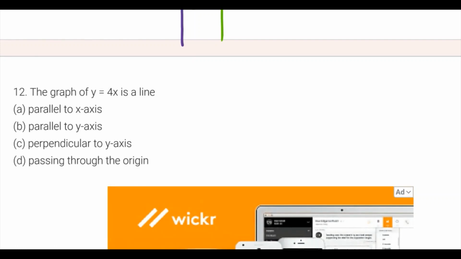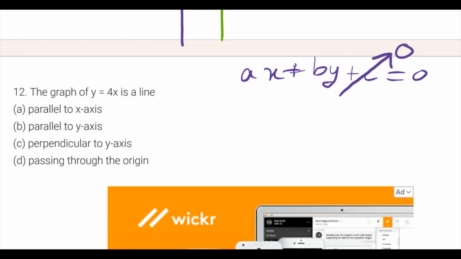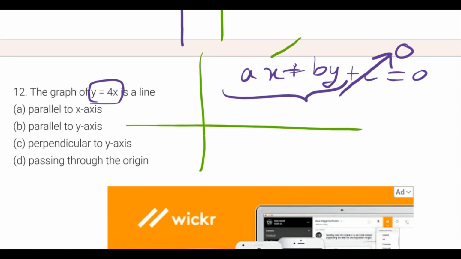The graph of y equals 4x is a line. In linear equations, ax plus by plus c equals 0. If my constant is 0, then the equation always passes through the origin. Here the given equation is y equals 4x. y equals 4x always passes through the origin. So it's a straight line passing through the origin.